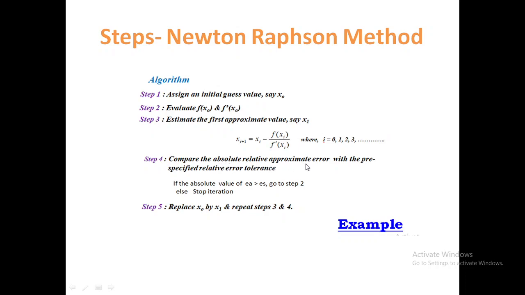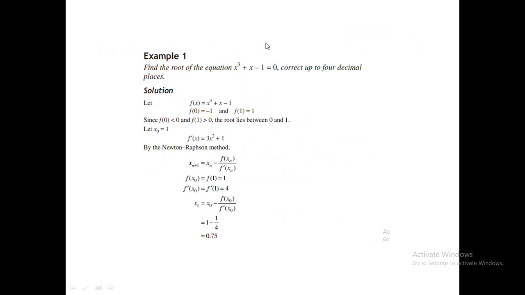Then compare the absolute relative approximate error with the pre-specified relative error tolerance. Replace that value x0 by x1. Repeat steps 3 and 4. Okay, we'll see the example. You can understand it more clearly with the help of an example.